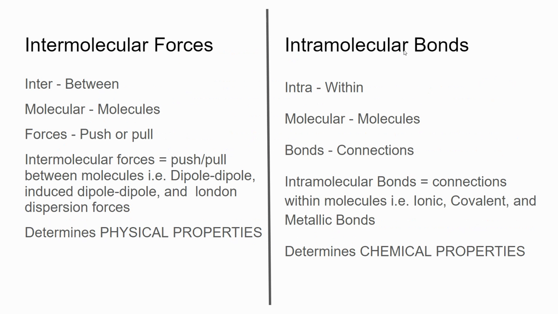Okay, so let me distinguish here first between intermolecular forces and intramolecular bonds. You'll hear these two terms. We'll talk a lot about intramolecular bonds in the next unit when we talk about ionic bonds, covalent bonds, and metallic bonds. Those are intramolecular bonds. Intra means within, so within molecules. Intramolecular bonds, bonds within molecules. These are the things that determine chemical properties.